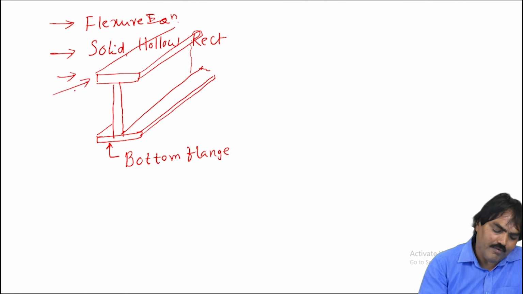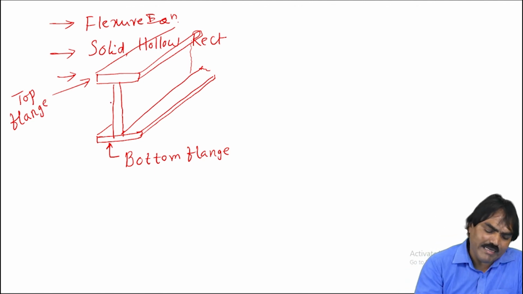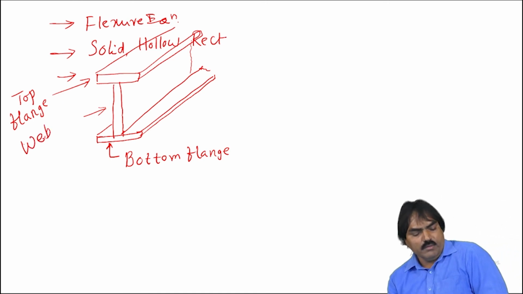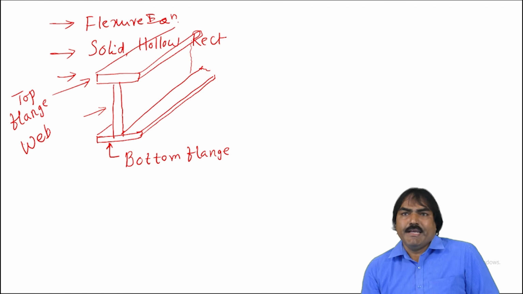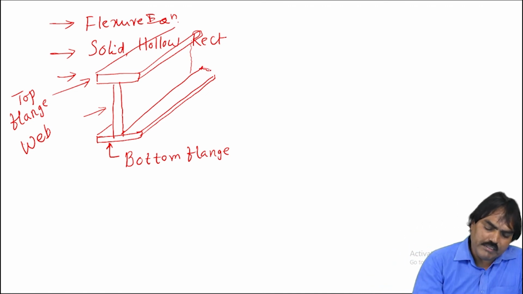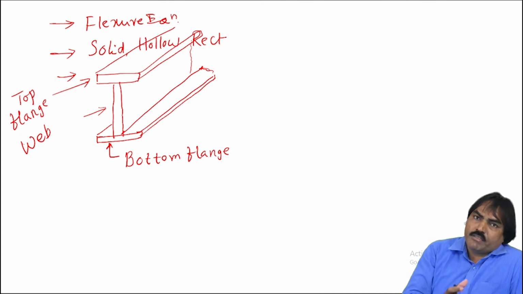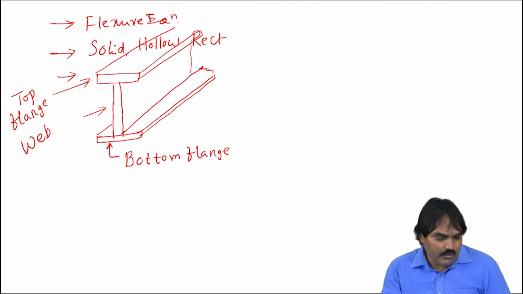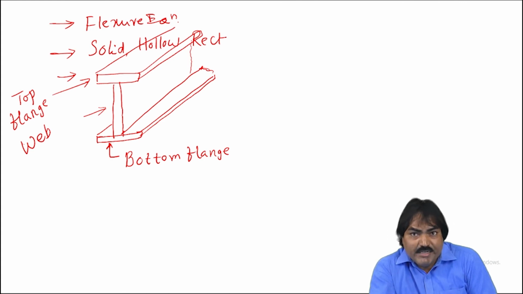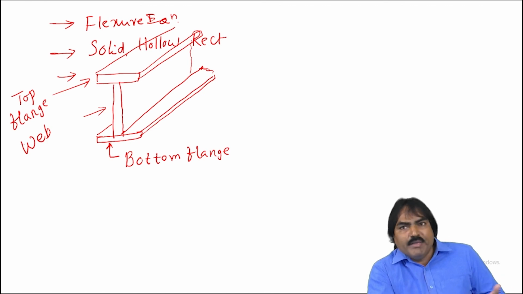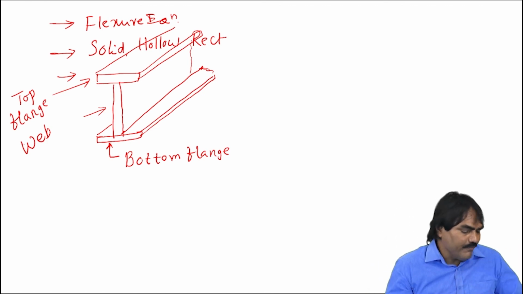Whereas this is the top flange. If you join them by a vertical member, this member is called the web. This is the I section. Like this, we can have different sections. The purpose of these sections is to increase the section modulus, so as to increase the geometrical strength of the given material by distributing it away from the axis of rotation, so that the bending stress will be less in the beam. When the bending stress is less, the beam life will be very high.